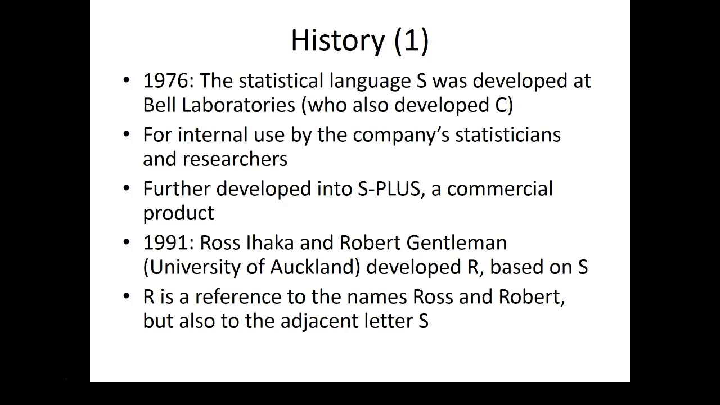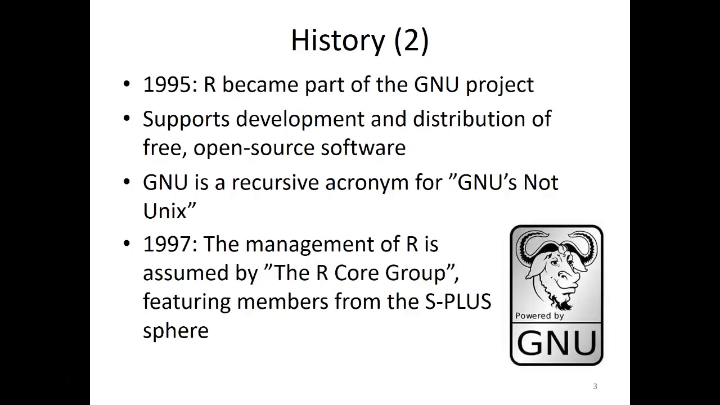And in 1991, Ross Ihaka and Robert Gentleman at the University of Auckland decided to develop a statistical environment by themselves based on S, and the result was R. And R here is a reference to the names of these researchers, Ross and Robert, but it's also because R is the letter adjacent to S in the alphabet.